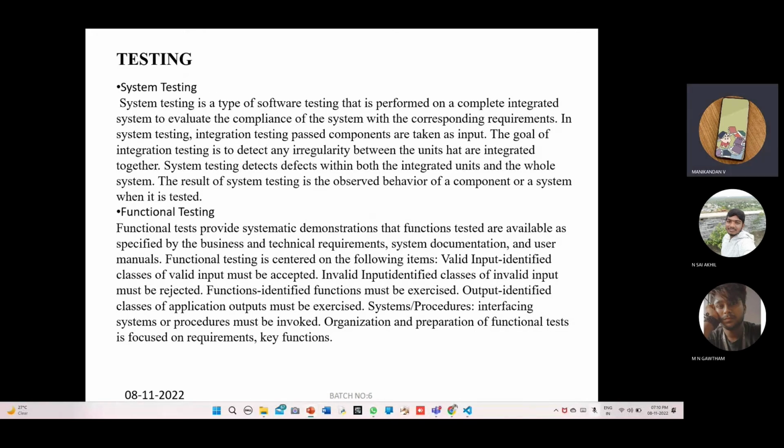And here we have shown system and functional testing. Now all this testing is done in order to find any errors in our program and to make sure it is running fully and correctly, functionally. For that purpose, we are using testing. Next slide.